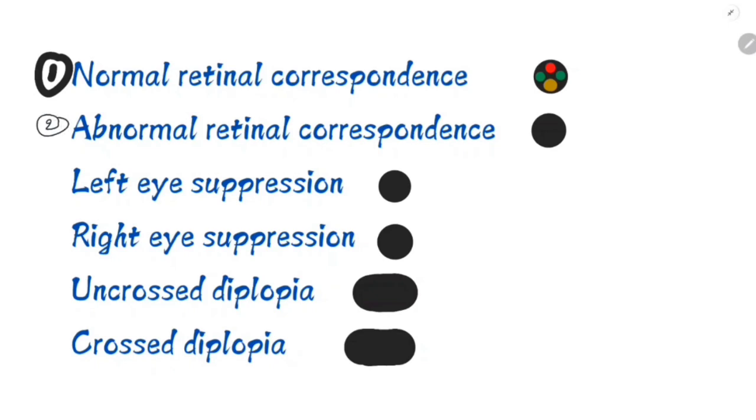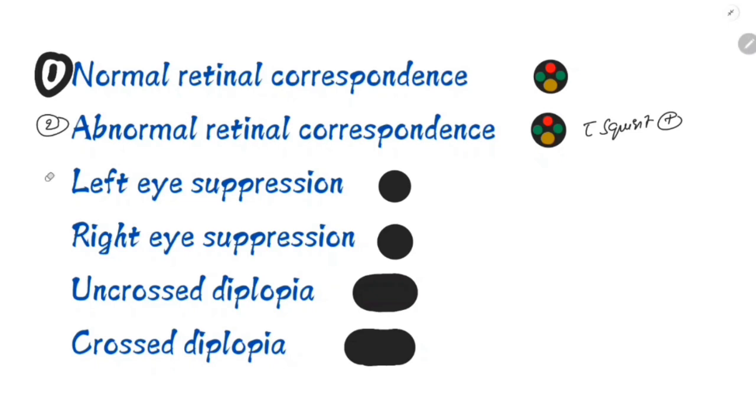So the second one is abnormal retinal correspondence. In abnormal retinal correspondence also you will be seeing the same thing. So என்ன difference இருக்கு அப்படின்னா, in abnormal retinal correspondence the patient will have a squint. Squint இருந்தும் if the image formed is single and it appears normal, this is called as abnormal retinal correspondence.